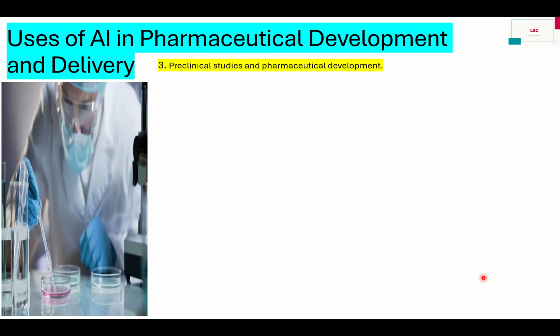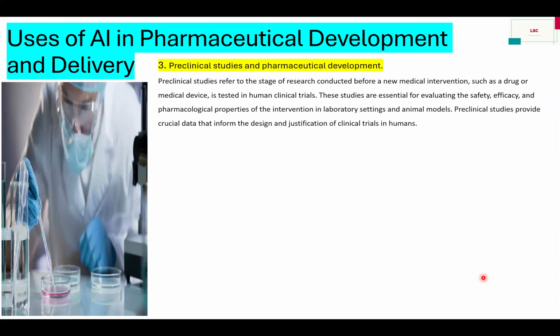Then, preclinical study and pharmaceutical development. Preclinical study refers to the stage of research conducted before a new medical intervention, such as a drug or medical device, is tested in human clinical trials. These studies are essential for evaluating the safety, efficacy, and pharmacological properties of the intervention in laboratory settings and animal models. Preclinical studies provide crucial data that inform the design and justification of clinical trials in humans.